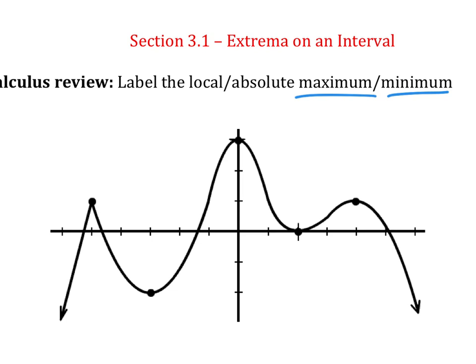Another way to say local maximum is relative maximum, or local just means relative. The difference between absolute and local or relative is that local is just saying around this area, this is the largest one, or around this area, this is the smallest one. But absolute means this is the all-time smallest place or all-time largest place.